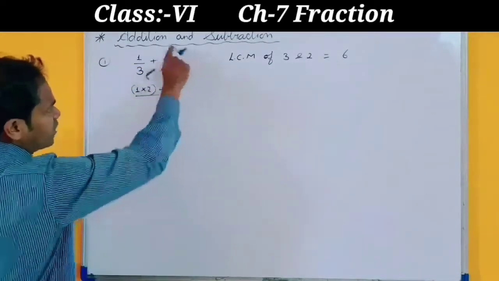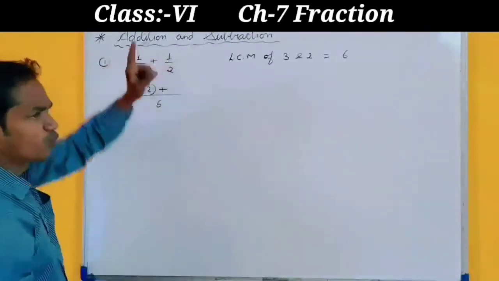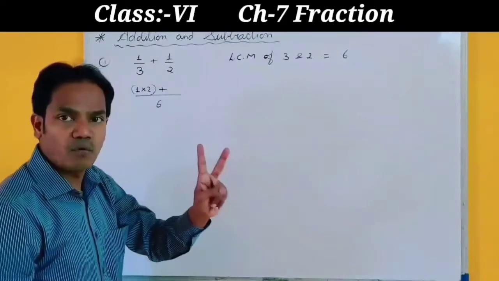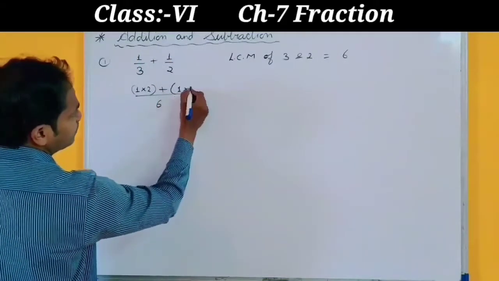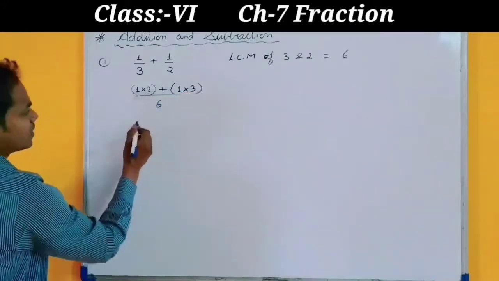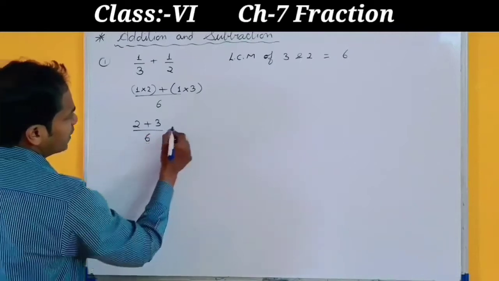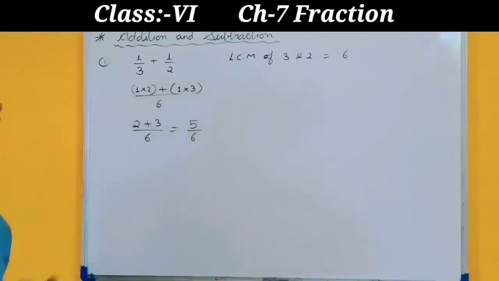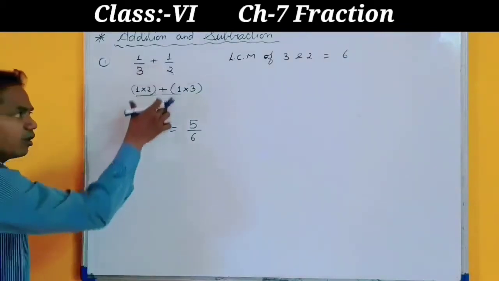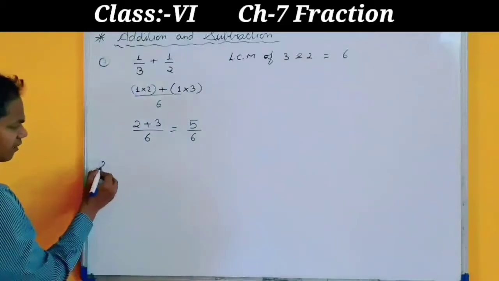Now again for this fraction, count how many times your LCM 6 comes in the table of 2. 2 1s are 2, 2 2s are 4, 2 3s are 6, 3 times. So your 1 will be multiplied by 3. So 2 1s are 2 and 3 1s are 3 upon 6. This will become 5 upon 6. This is your method. In all the questions you have to apply the same method. Take one another example.